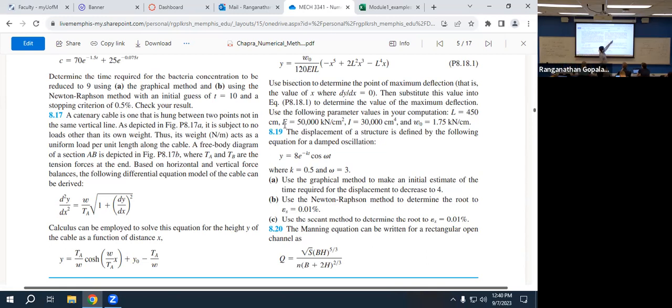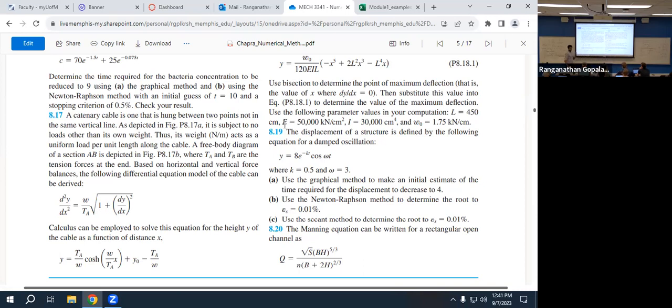The displacement of a structure is defined by the following equation for a damped oscillation. You can just say, here is an equation for damped oscillation. It doesn't have to be a structure. It is given as 8 e to the minus kt cos omega t, with k being 0.5 and omega being 3. So everything is known in this function except time. Use graphical method to make an initial estimate of the time required for the displacement to decrease to 4. Use Newton-Raphson to determine the root to within 0.1% relative error or scaled error. Use the secant method to do the same.